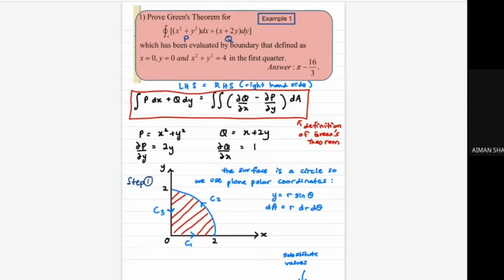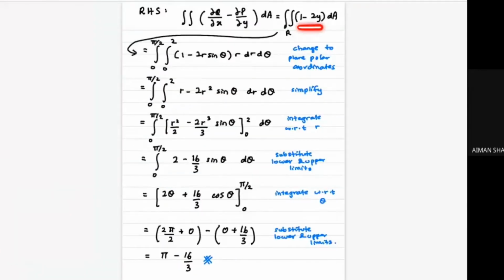Del Q del X minus del P del Y. This is del Q del X and this is your del P del Y. So 1 minus 2y. And your dA is equal to r dr d theta. Change to plane polar coordinates here. So your radius for the circle is from 0 to 2. So you get the limit for r from 0 to 2. And the limit for theta is from 0 to pi over 2.